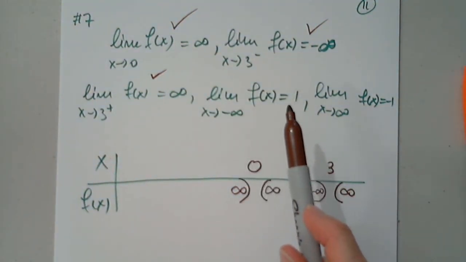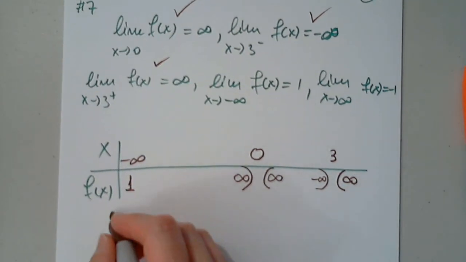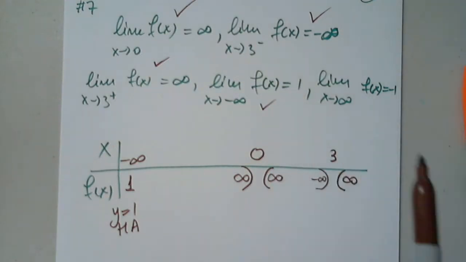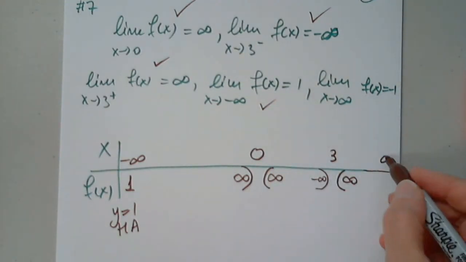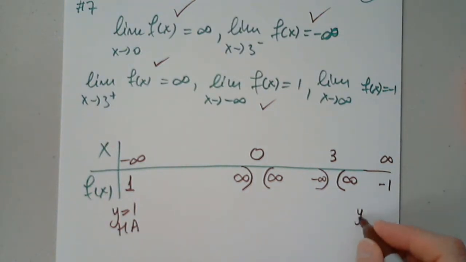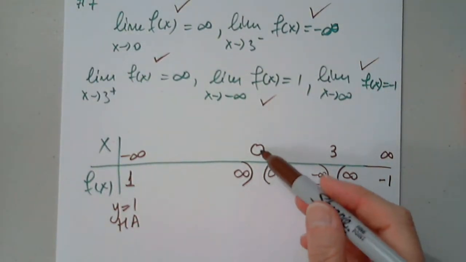Limit of f of x as x approaches negative infinity, 1. Okay, y equals 1, horizontal asymptote. Done. And as x approaches infinity, the function values approach negative 1. Y equals negative 1, horizontal asymptote. Done. So I'm going to analyze here.